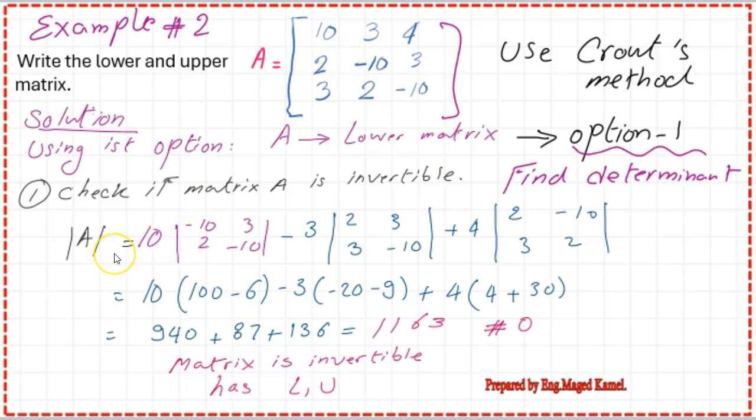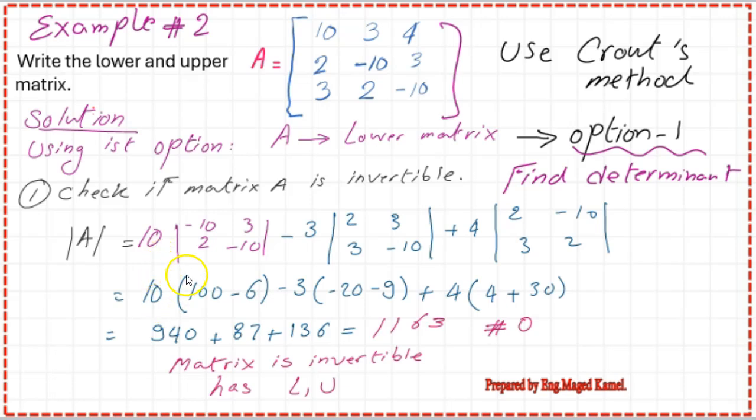For the determinant of A, we have plus 10 multiplied by the determinant of the submatrix minus 10, 3, 2, minus 10. And we have here a minus sign, minus 3 multiplied by the determinant of 2, 3, 3, minus 10. We have plus, minus, plus. Then we have plus 4, which will be multiplied by the determinant of the submatrix 2, minus 10, 3, and 2.